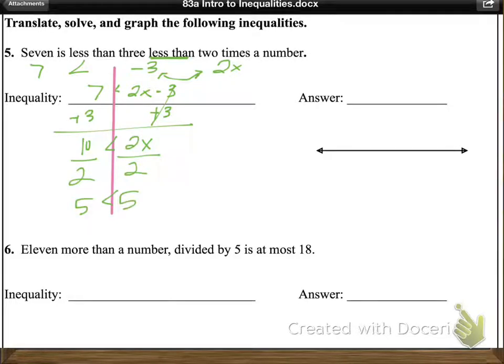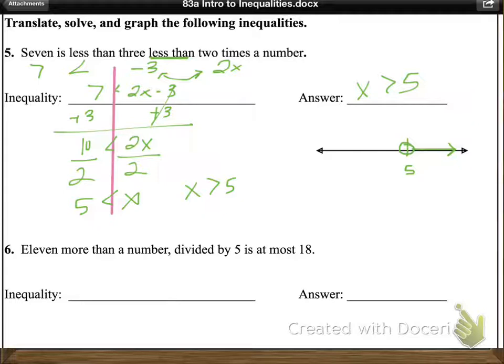So our answer is 5 is less than x, or we can rewrite it as x is greater than 5. So x is greater than 5. Okay? When I graph this, I want to drop down my 5. Okay, what kind of sign? I mean, do I have an open or closed circle? Well, my sign indicates I have an open circle because it's not equal to. The arrow points the way, so I'm going to shade it to the right. Okay, very good.